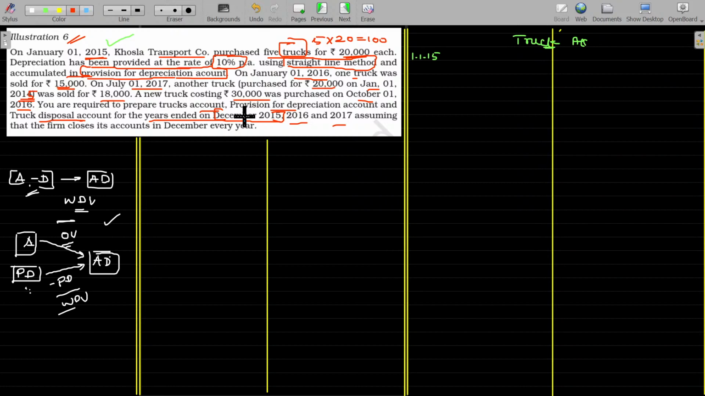So they might have adopted the calendar year rather than the financial year. Usually the financial year ends on 31st March, but the company may have a different year end. In some cases, but really rare. Usually we will follow only the financial year. Otherwise, the taxation will be in trouble.